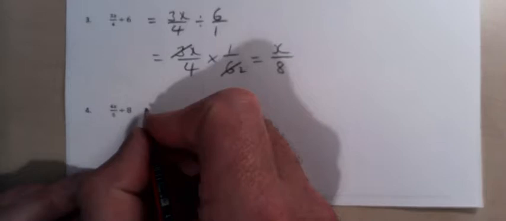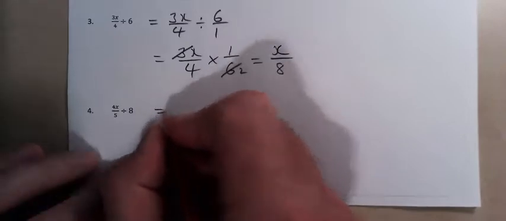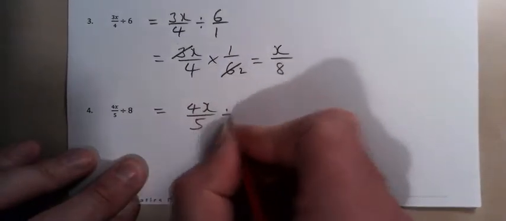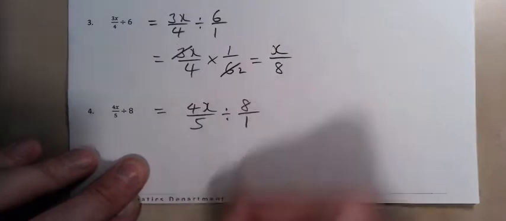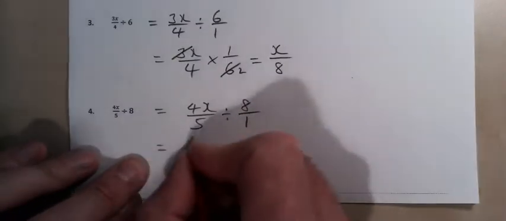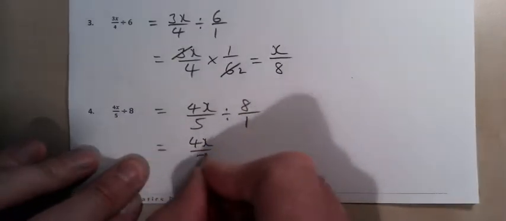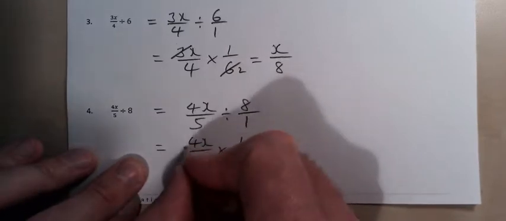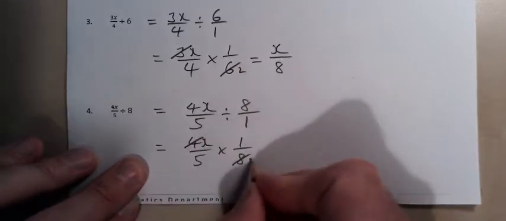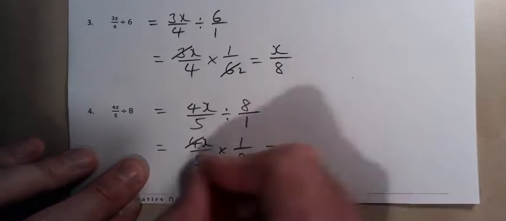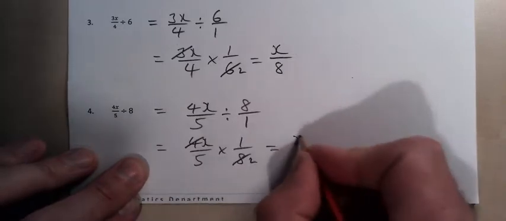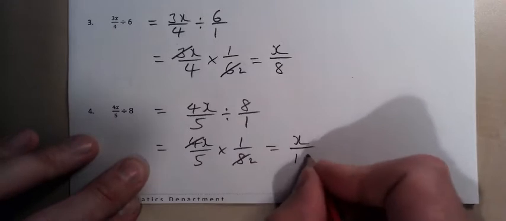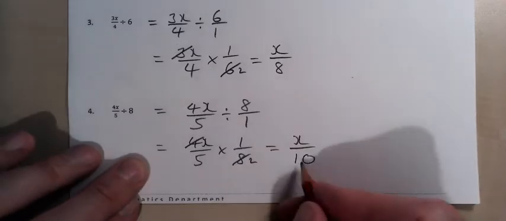Similarly then for number 4. That gives us 4x over 5 divided by 8 over 1. That gives us 4x over 5 multiplied by 1 over 8. Similar cancelling. x times 1 gives me x. 5 times 2 gives me 10. So that's x over 10.